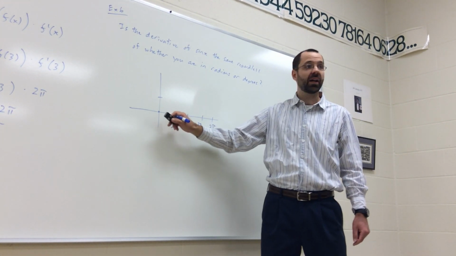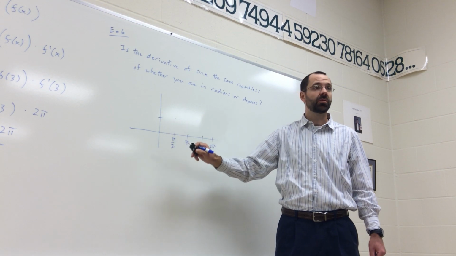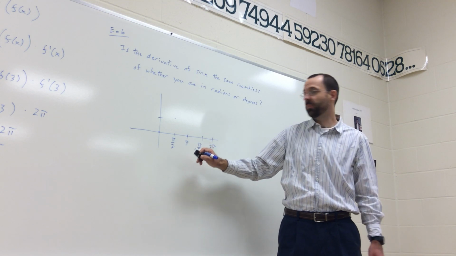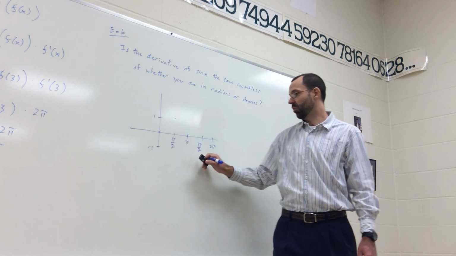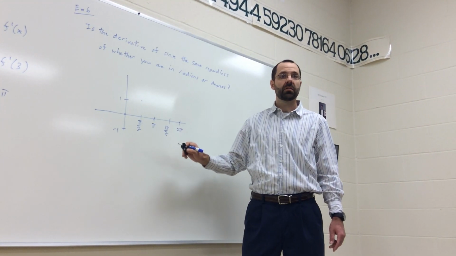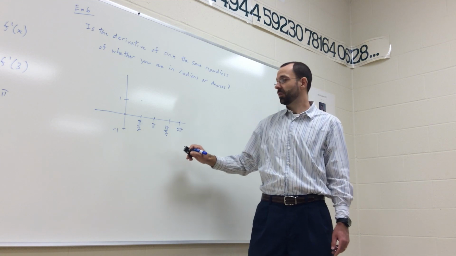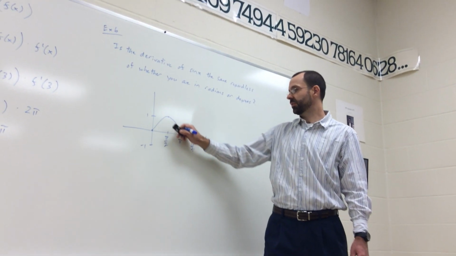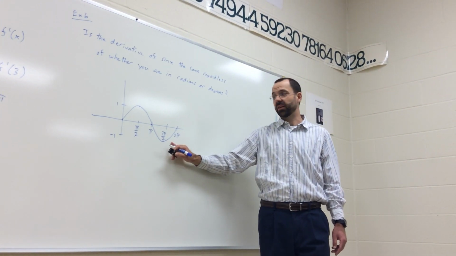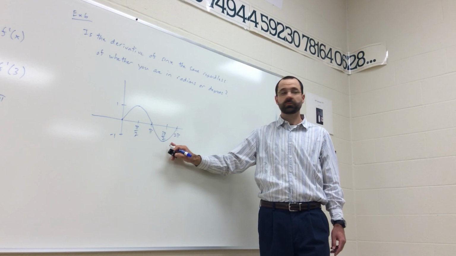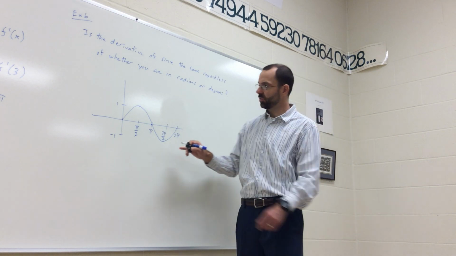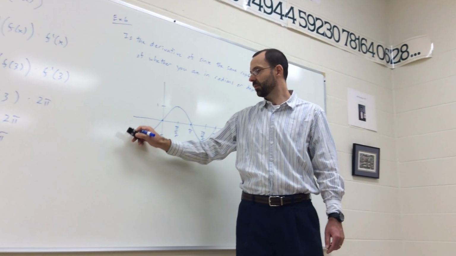Okay, so sine of x starts there, and then it goes up to 1 at pi over 2, and then it goes down to 0 at pi, and then down to -1 at 3 pi over 2, and then finally back to 0 at 2 pi. So one cycle of the wave looks like this. So that's a graph of sine of x. Oh, and it cycles back this way too, right?